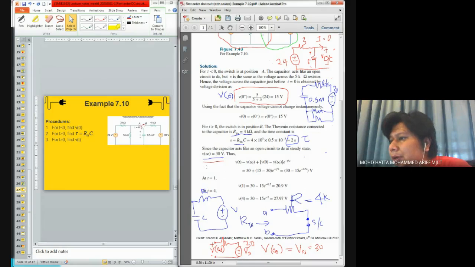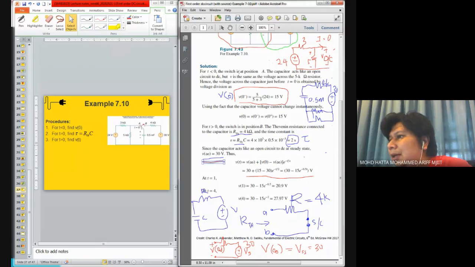Now we know V infinity, we know tau, we know V naught. Just plug in all the values in your voltage response equation. V infinity equals 30, V naught equals 15, times e to the power of negative t over tau, where tau is given by 2 seconds. So this is the complete response, or the final solution of voltage response across the capacitor.